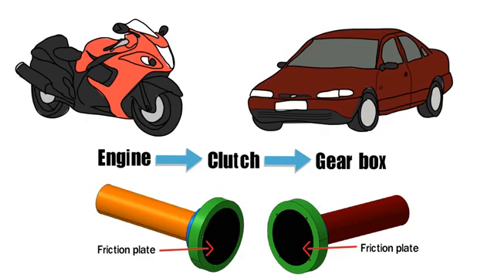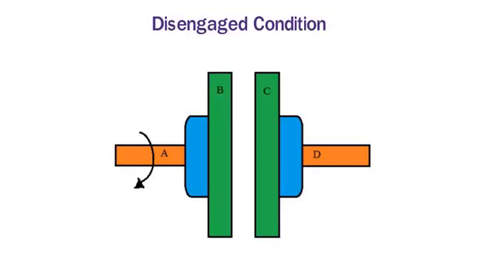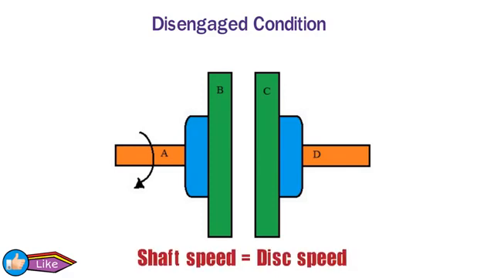Flywheel is mounted at the rear side of crankshaft and friction plate is placed over it. The same friction plate is placed on clutch plate which is mounted on the gearbox input shaft. Suppose disc B is mounted on shaft A and disc C is mounted on shaft D. As these discs are mounted on the shaft, the speed of shaft and speed of disc must be the same.